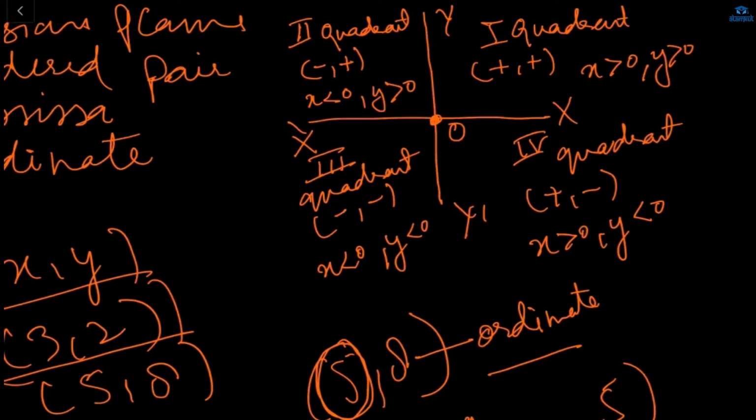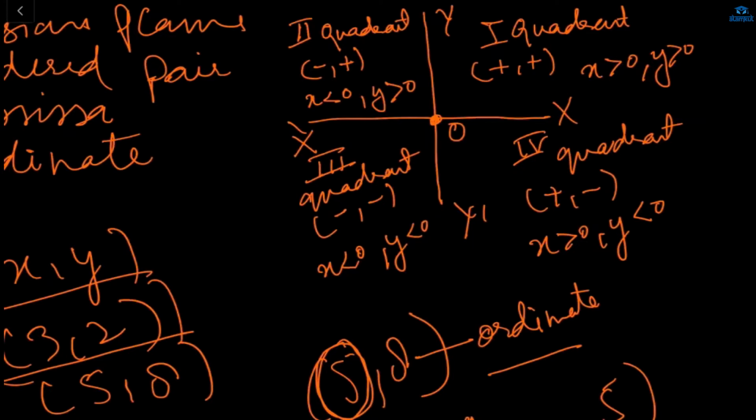In the third quadrant, both will be negative, because x is less than 0 and y is also less than 0. In the fourth quadrant, x will be positive and y will be negative, so x is greater than 0 and y is less than 0. Remember this and you will not face problems when you are plotting the points.